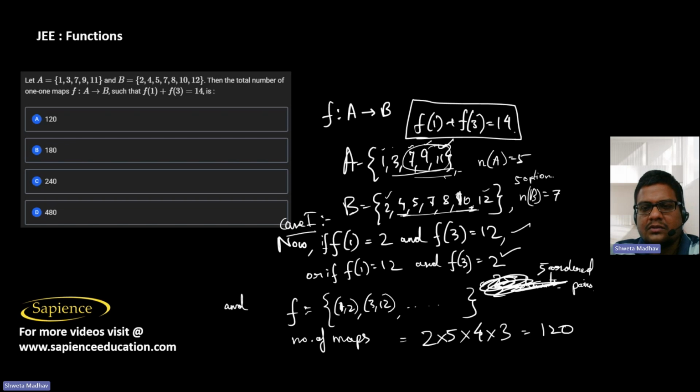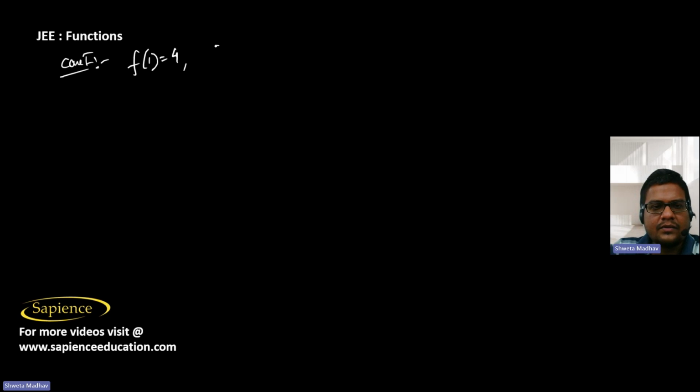And then for case 2, I can have, let's say, f of 1 is 4, since here we have 4 and 10 also. 4 plus 10 is also 14, and 2 plus 12 is also 14. 7 plus 7 we can't do, since it is a 1-to-1 map, not a many-to-one map. So if f of 1 is 4 and f of 3 is 10, or I can have f of 1 is 10 and f of 3 is 4.